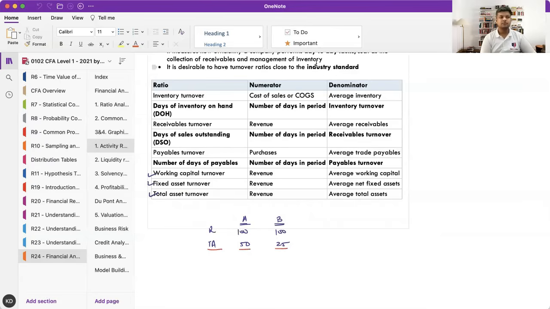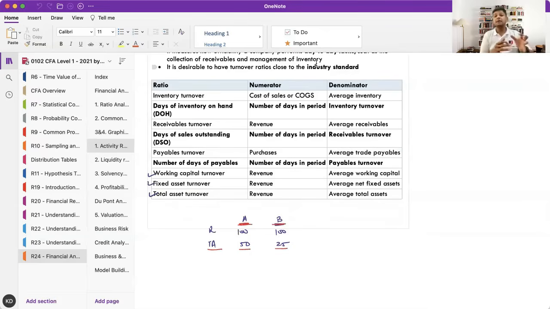B. Everyone, come on, just be a bit loud. I can't hear you. B. Company B. Why? Because company B invested only 25 in total assets and got a revenue of 100.